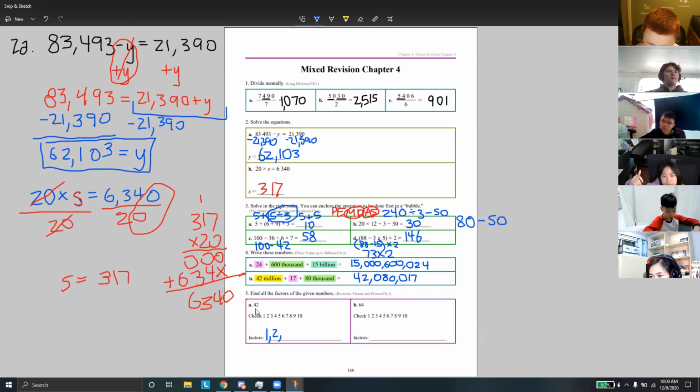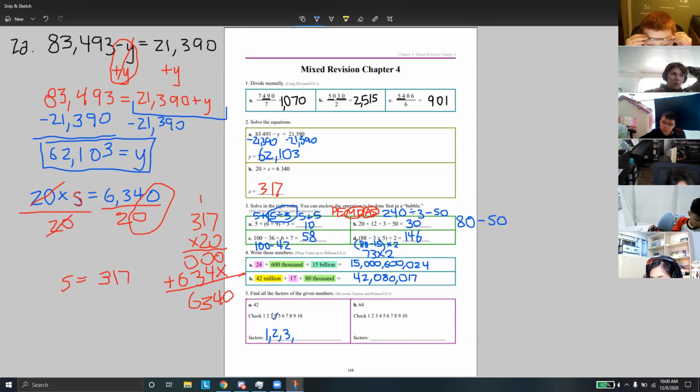Can 3 go into 42? Yes, it can. 3 can go into 30 and 12, so that would be a 10 and a 4, so 14 times 3. Okay, so 3 goes in. Can 4 go in? No, it can't, because 4 times 10 is 40, and 40 plus 4 is 44, so it can't go in. So I'm not going to write 4. I can write a little cross for 4.